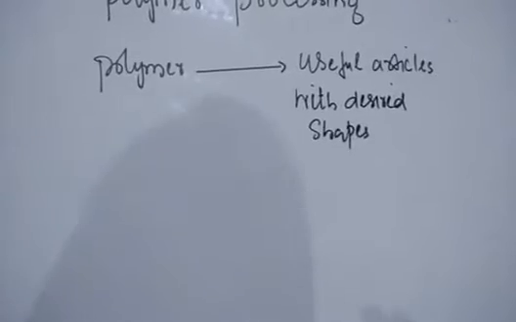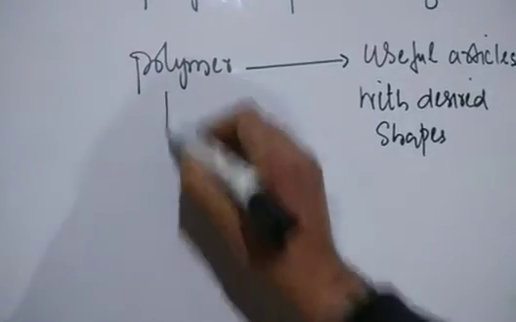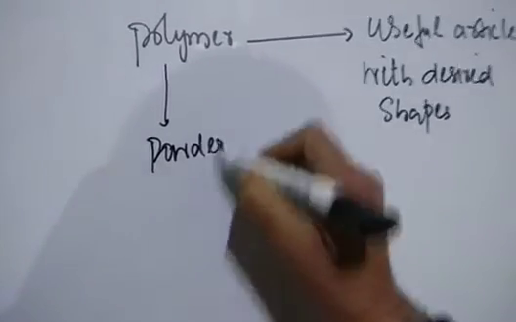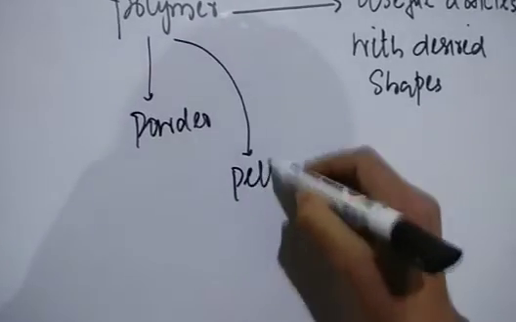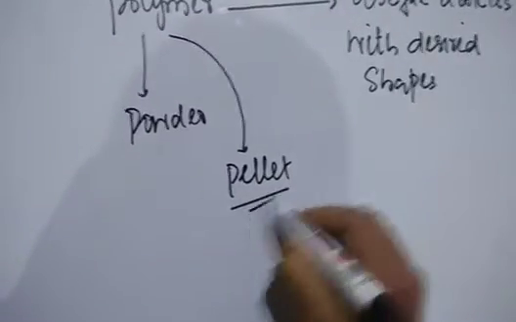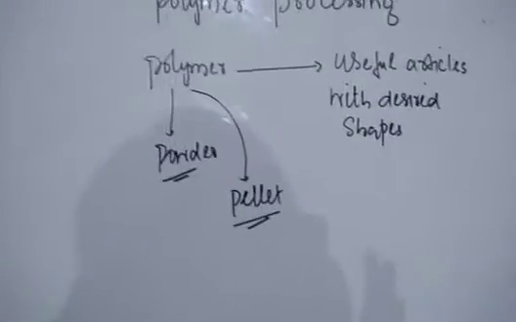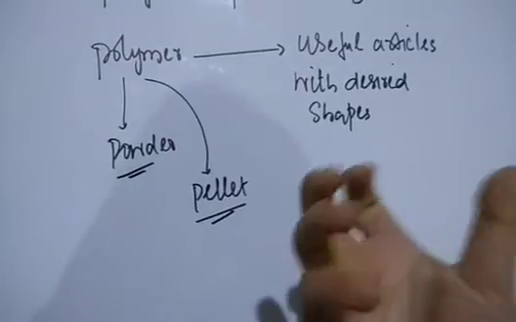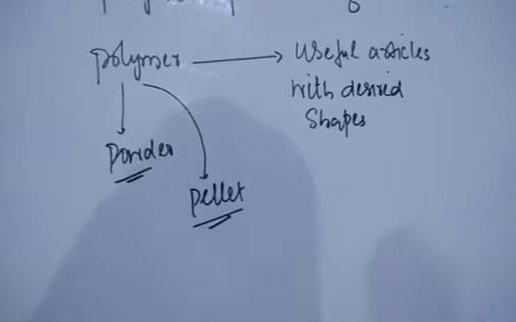So, polymer processing में ये भी हो सकता है कि we can convert polymer into a powder type form. That can also be included in polymer processing. Yeah, converting polymer into pellets is also an aspect of polymer processing. So in general, there are many methods जिससे हम एक polymer को convert करते हैं into useful articles with desired shapes and sizes so that they can be utilized in day-to-day life.